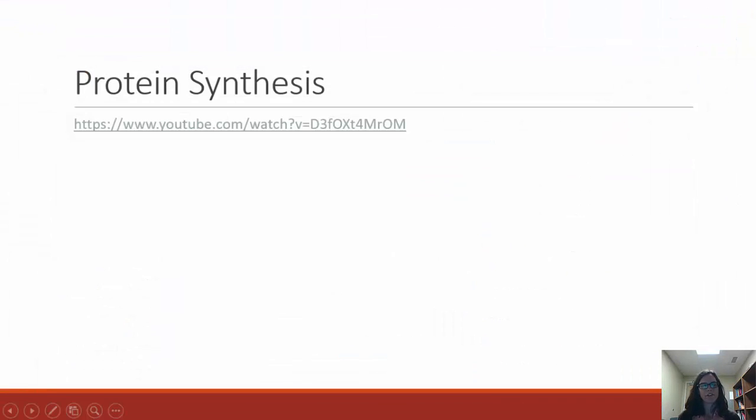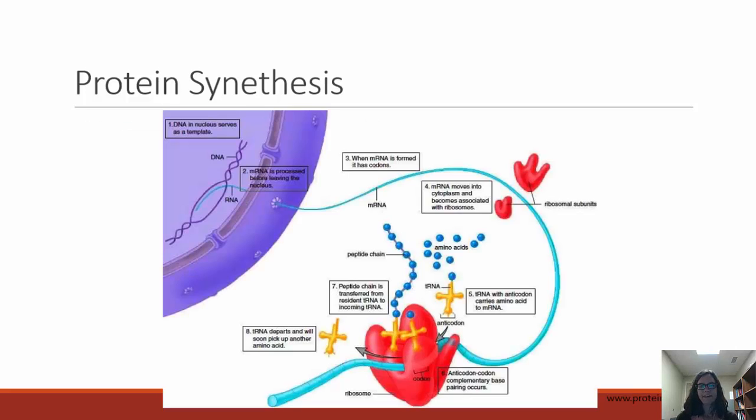Okay, so that's a really interesting way of looking at how proteins are synthesized. And then this graphic is just an overview, although a less active overview than we just saw. So DNA in the nucleus serves as the template. RNA is processed and then leaves the nucleus. mRNA moves to the cytoplasm and then becomes associated with the ribosome.